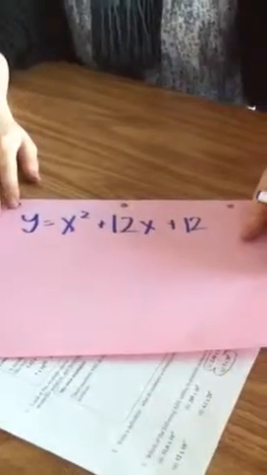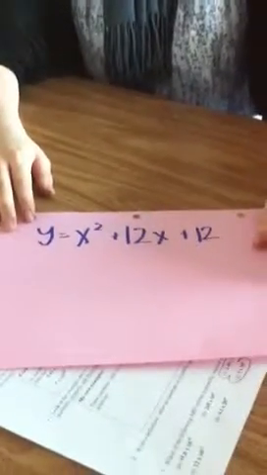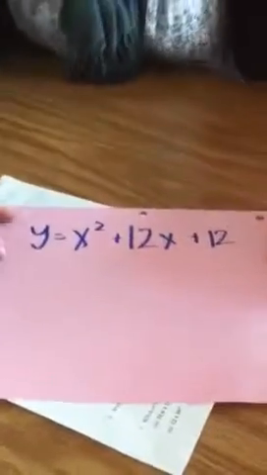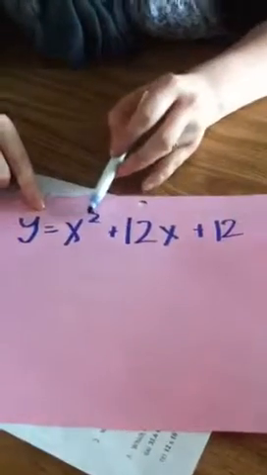So we're trying to move into graphing form. Alright, so let's go ahead and look at this example problem. So we have y equals x squared plus 12x plus 12.